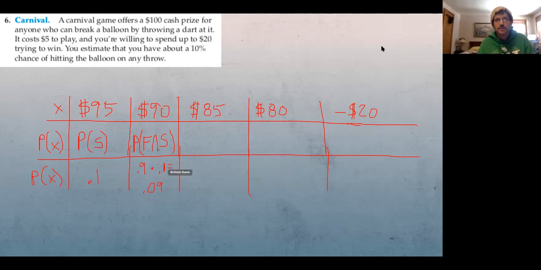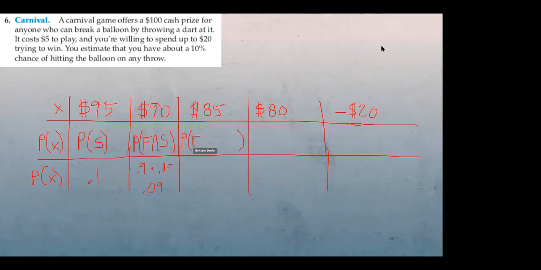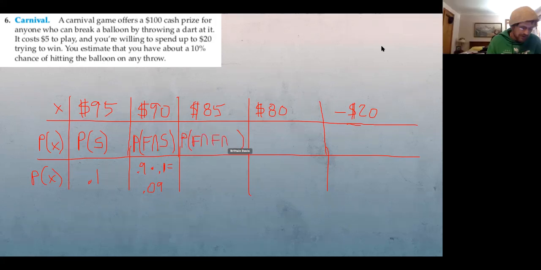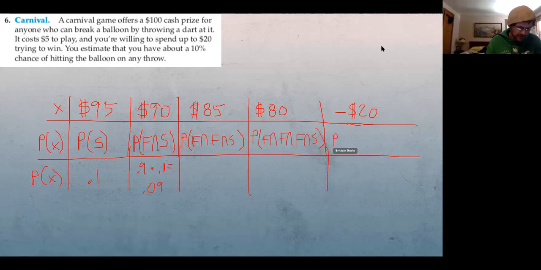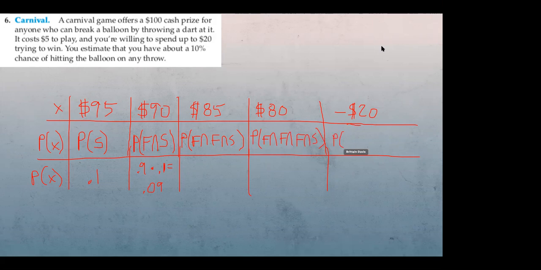All right, and now we can probably see what we're doing from here. 85, what's the probability? Fail, fail, then success. You got it. So I'm not going to worry about the last part. I think you guys can handle that. What's the next probability going to be? Fail, fail, fail, success. All right. And then the last one would be? Failing 4 times. You got it.